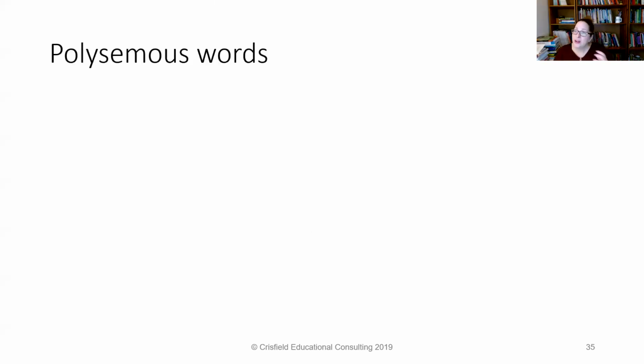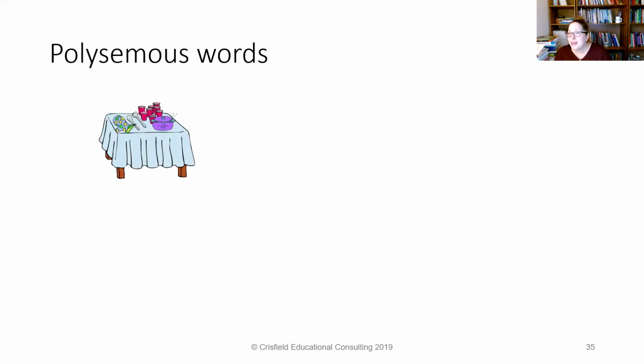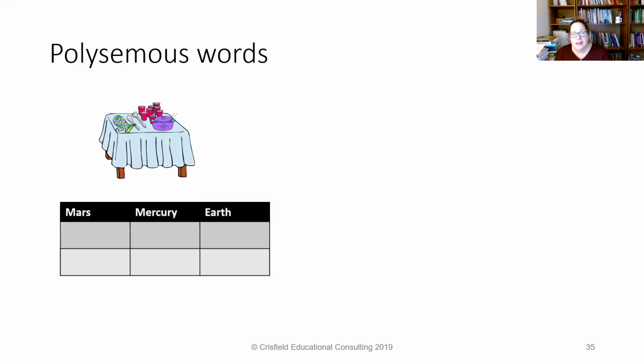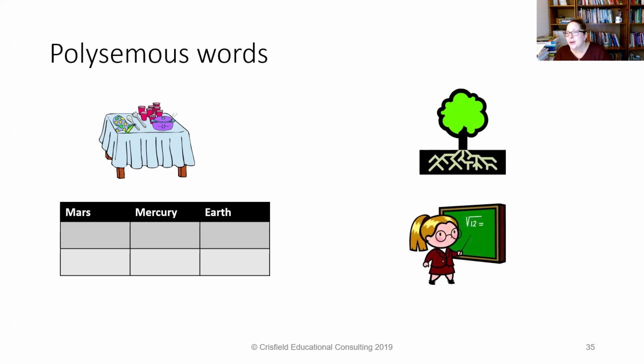And then the other category that falls into tier 2 is what we call polysemous words. These are words that have more than one meaning, usually one tier 1 meaning, and then potentially multiple tier 2. So for example, this is a table. Students will know quite quickly what a table is, but this is also a table. And so you can see the tier 1 word and the tier 2 academic word. Here's another example. Underneath the ground, the tree has roots. This is a square root.